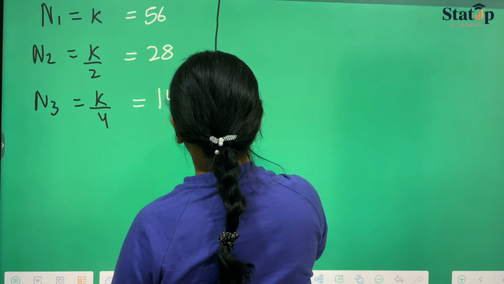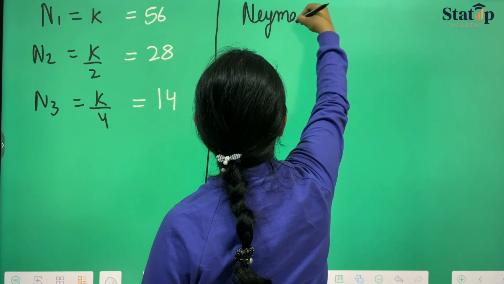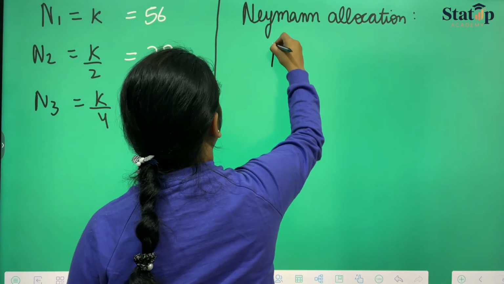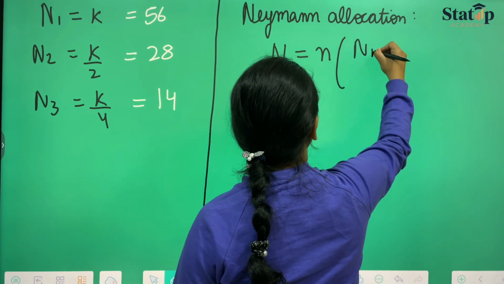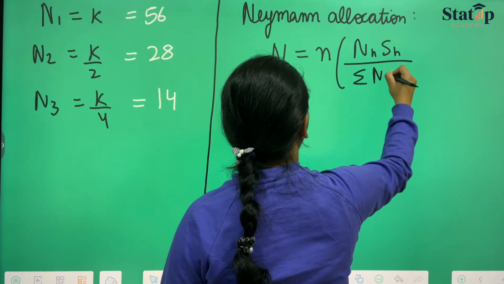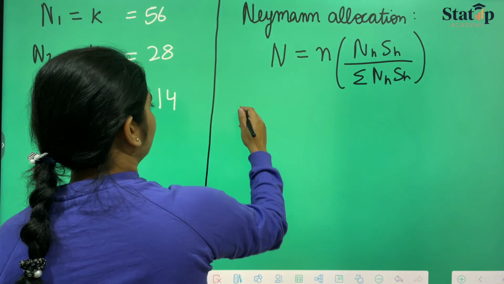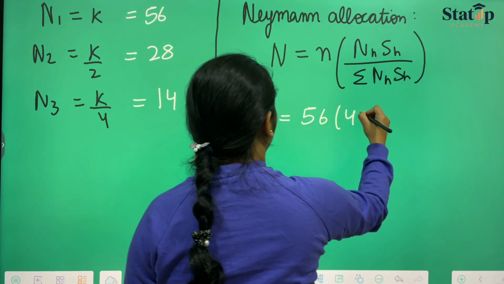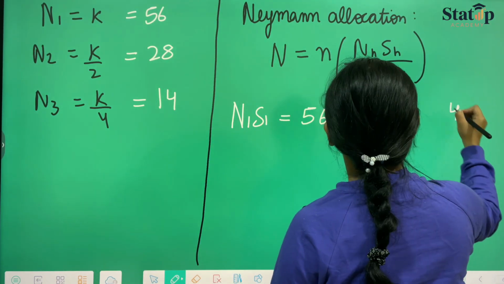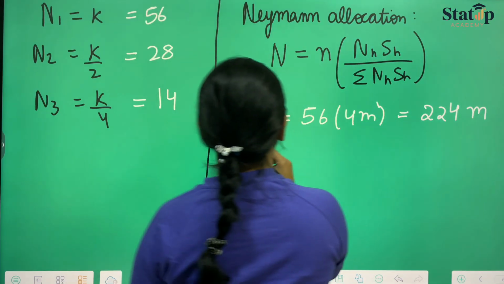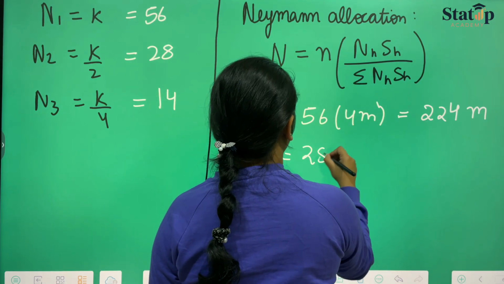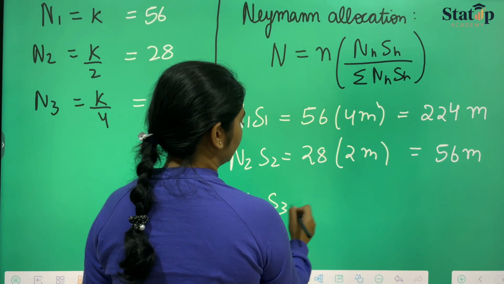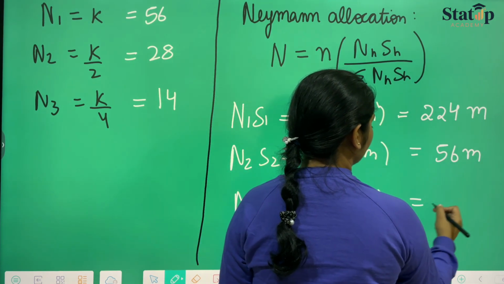Now, according to Neyman allocation, we know that small n_h is equal to small n into N_h S_h upon summation of N_h S_h. So we can first derive N1 S1. N1 is 56 and S1 is 4M, so it will be 224M. N2 S2 is equal to 28 into 2M, which is 56M. And N3 S3 is equal to 14 into M, which is equal to 14M.